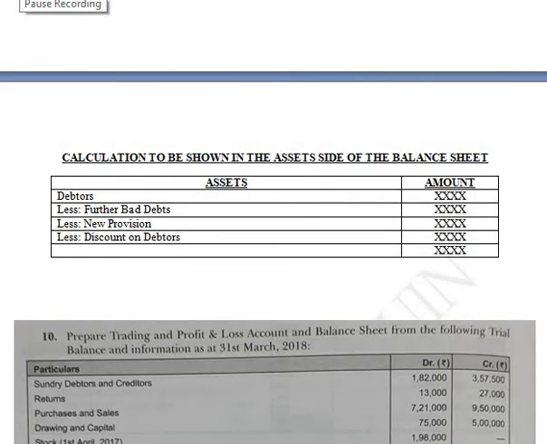Then the next one is the calculation of debtors to be shown on the asset side of the balance sheet. So it means how debtors will appear on the asset side of the balance sheet if further bad debts, new provision, and discount on debtors are there. Just remember, in the balance sheet, you simply have to take the debtors, then less the further bad debts as given in the problem, then less the new provision as calculated, and less the discount on debtors as calculated. So whatever amount you have will be the amount of debtors to be shown in the balance sheet after deducting the three items, that is further bad debts, the new provision, and the discount on debtors.